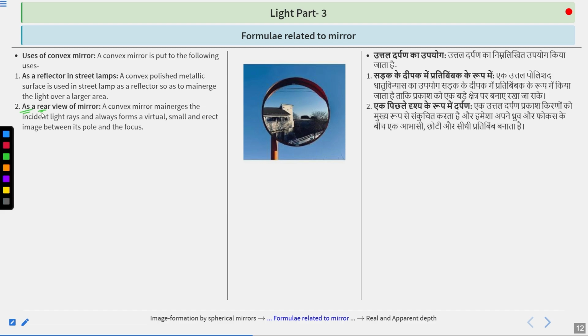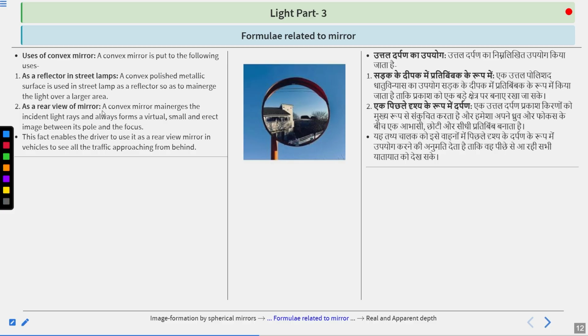Thereafter, as a rear view mirror, a convex mirror manages the incident light rays and always forms a virtual, small, and erect image between its pole and the focus. This fact enables the driver to use it as a rear mirror in vehicles to see all the traffic approaching from behind. So it has the capacity to show a wider area in a small screen.